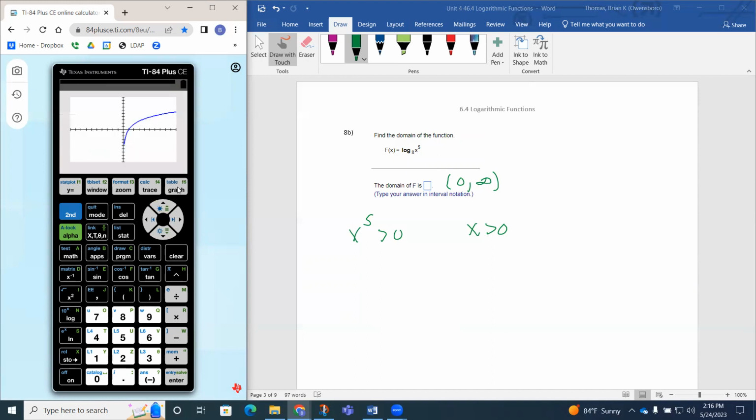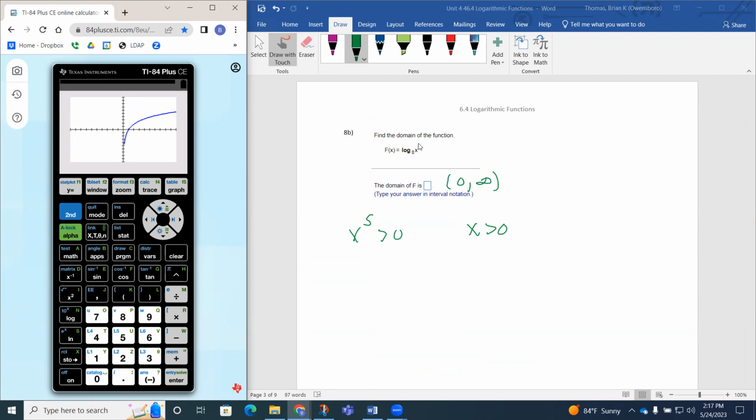Again, if you look at the graph, you kind of see that the domain is from left to right. Notice that the y-axis is a boundary line. That means x equal to 0 is a boundary line. So you are right of the y-axis. In other words, you're right of 0. So that does make sense that my domain is 0 to infinity.